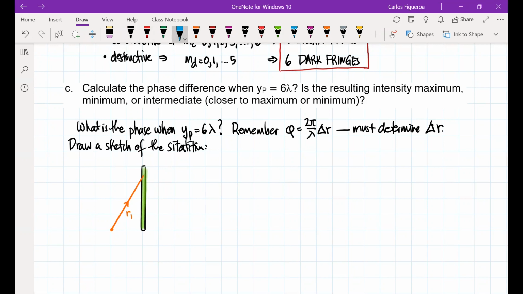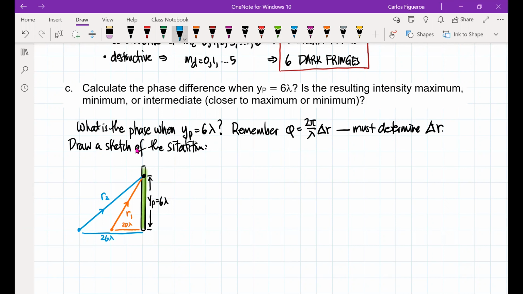And then I have a second source that now interacts right here, and that's what we call R2. Now, this location right here is what we're saying is yp equal to 6 lambda. So what this tells us is that we know this distance right here is 20 lambda, and we also know this distance right here, which is 26 lambda.